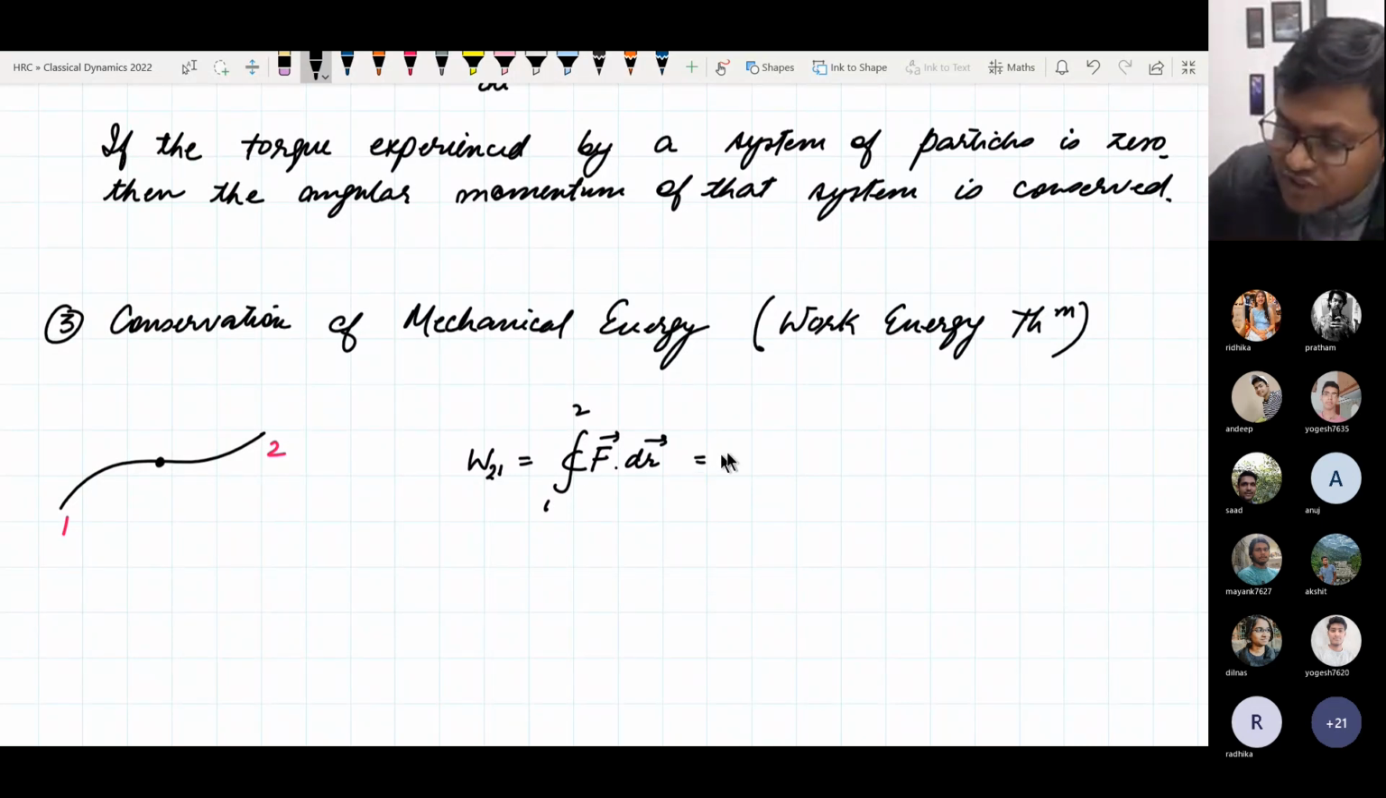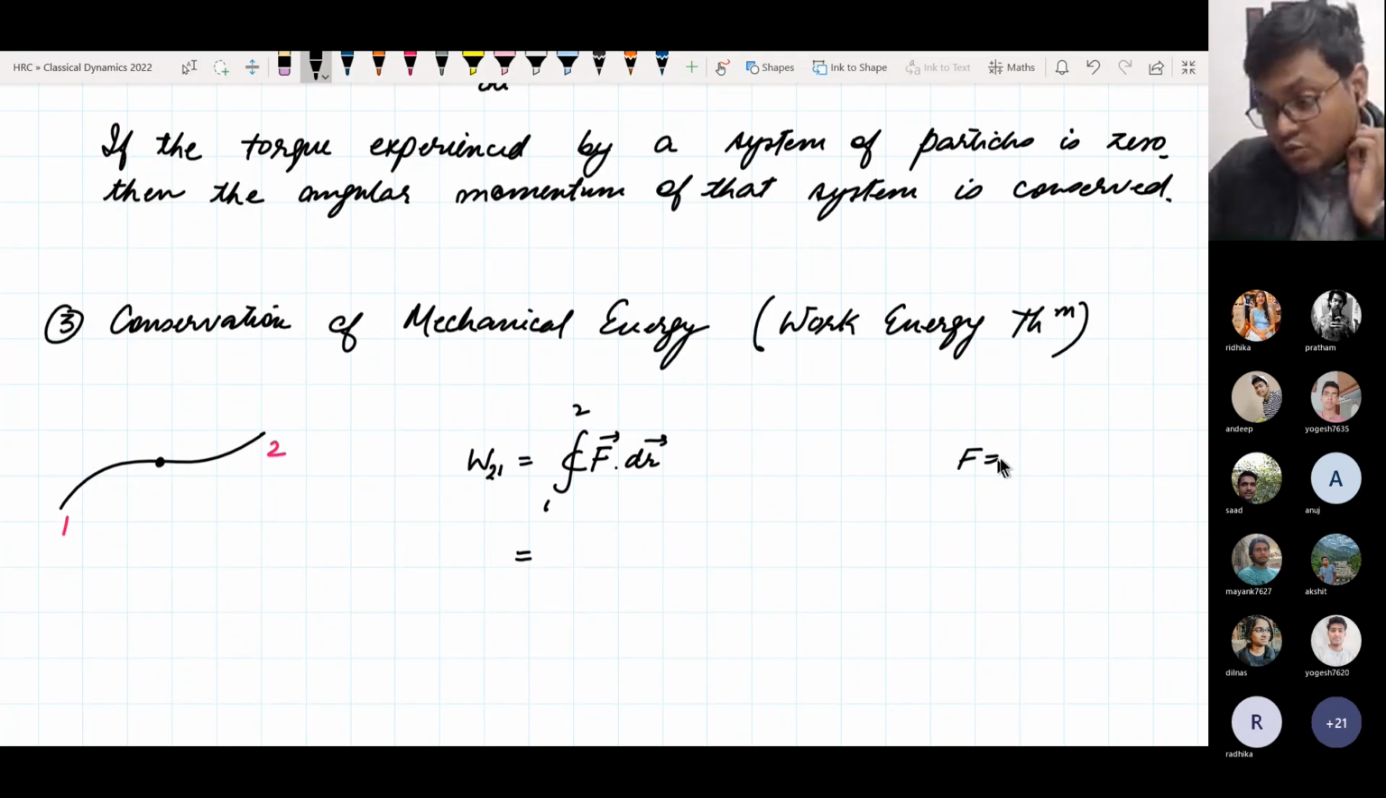In fact, this is equal to the change in the kinetic energy. और मैं derive करता हूँ उस चीज को. Let me derive it. Okay, so what is force? F is equal to m dv upon dt.